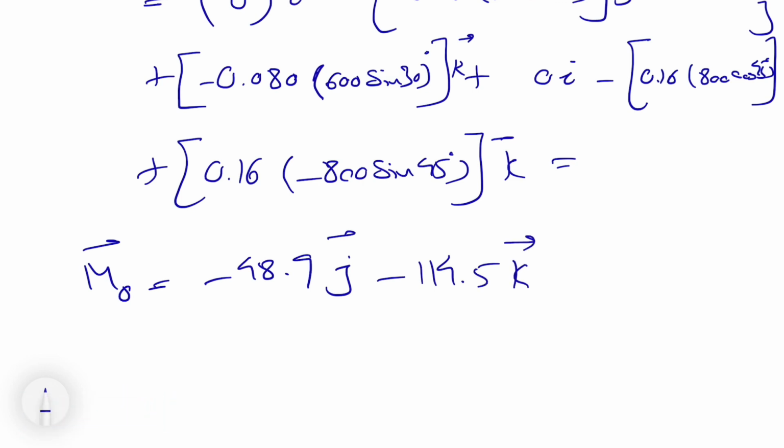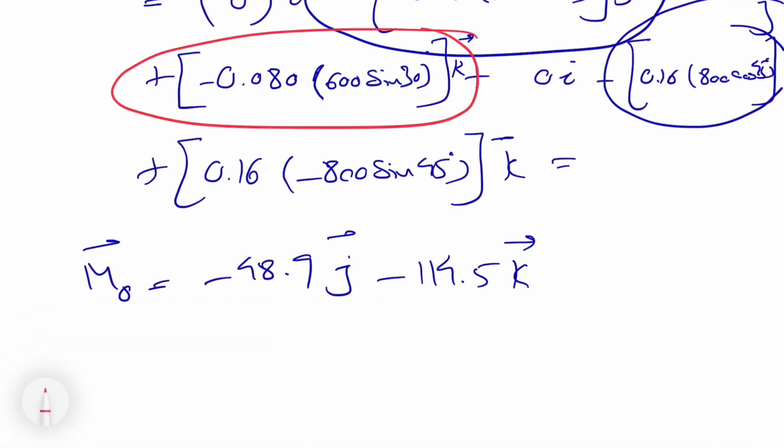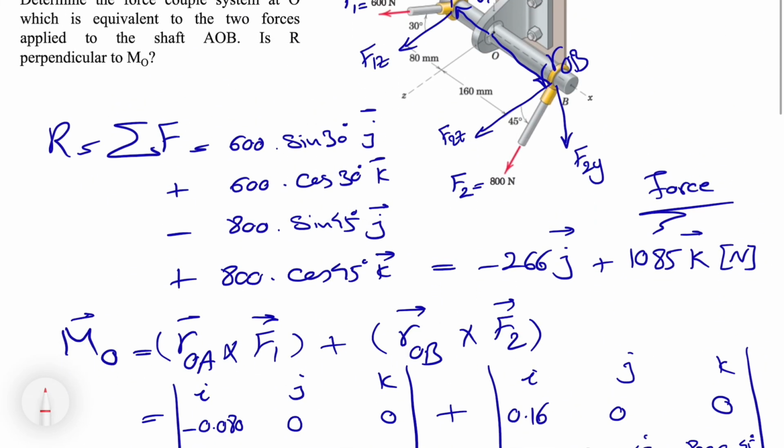And if we find the moment, we'll get minus 48.9 J minus 114.5 K. All we need to do here is add the J component from the first determinant to the second one, and add the K component from the first determinant to the second one, and we'll get what we have in here. That was the first part of the question, so this is the couple part.